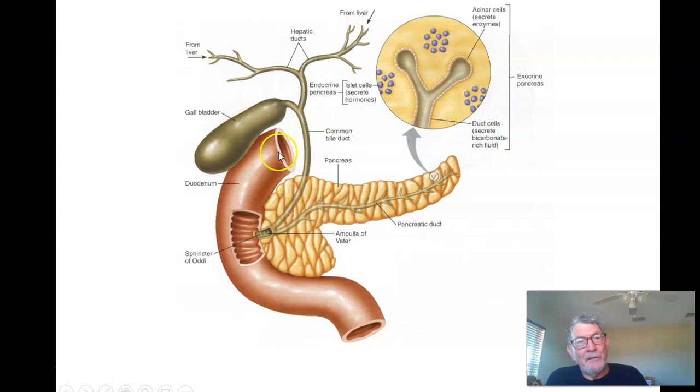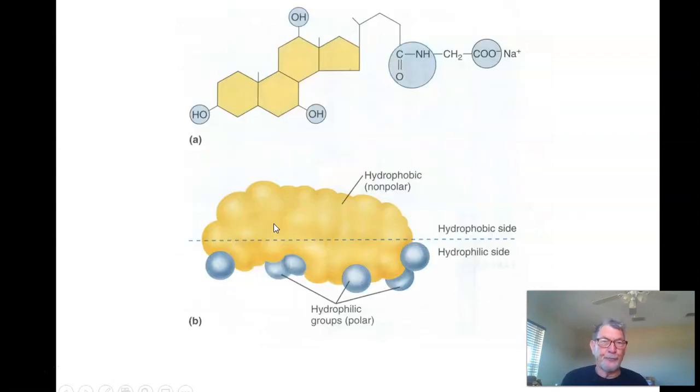And when fat enters the duodenum, it binds to receptors that signal the pancreas to squirt pancreatic lipase into here, and the gallbladder to squeeze to squirt bile in here. The bile emulsifies the fat so that the pancreatic lipase can digest the fat. Here's bile. It has a water-loving side. It has a fat-loving side.